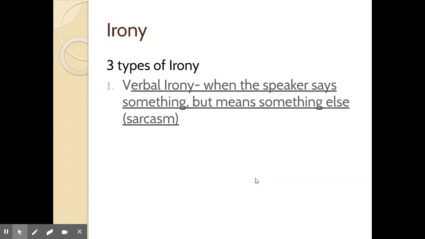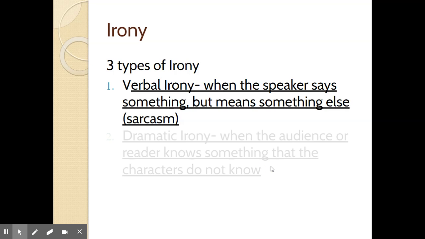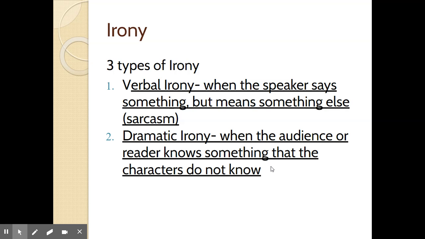Irony. Verbal irony is when it's supposed to be jokes. Verbal irony is when the speaker says something but means something else. Sarcasm. So that's like me or Miss Higgins 24/7, just sarcasm where we don't mean the same thing. Two, dramatic irony is when the audience or reader knows something that the characters do not know.